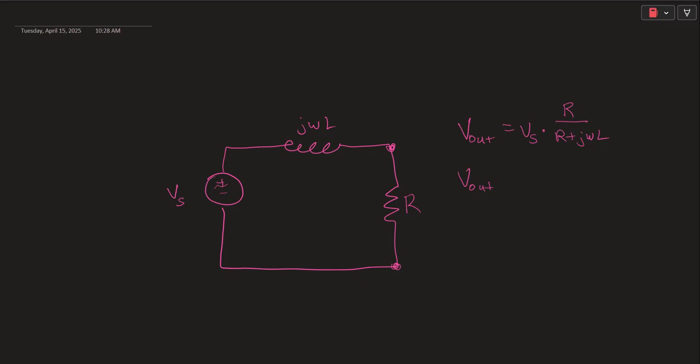So V out over Vin, which is our definition of our transfer function, H of omega, would be V out, which is Vs times R over R plus j omega L, over Vin, which is Vs.